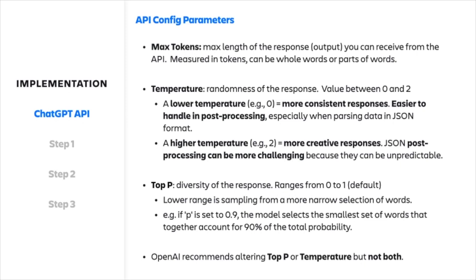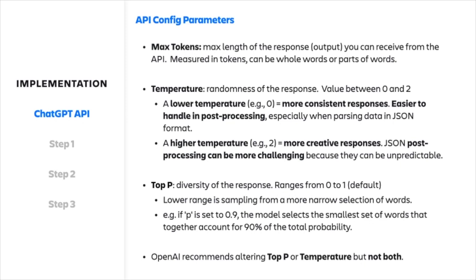The next config parameter is the temperature, and this controls the randomness of the response, a value between 0 and 2. A lower temperature equals a more consistent response. This is especially helpful if you need to handle post-processing, for example, when you're parsing data in JSON, such as our use case. And then a higher temperature equals a more creative response. This, however, makes it much more difficult to process in post-processing because the responses can be unpredictable. So you just have to keep that in mind for your use case.